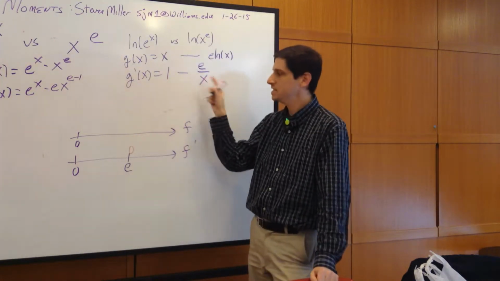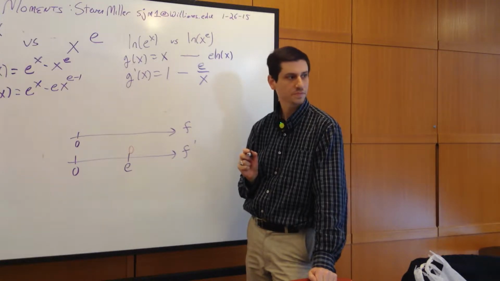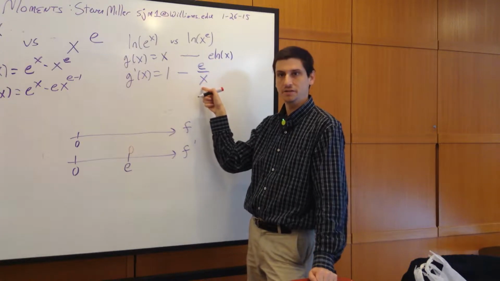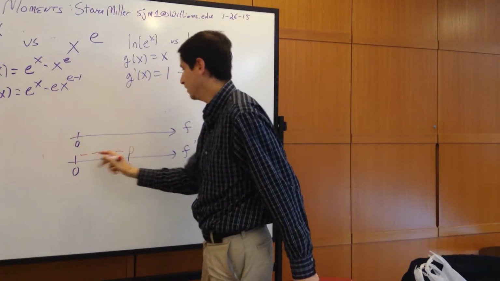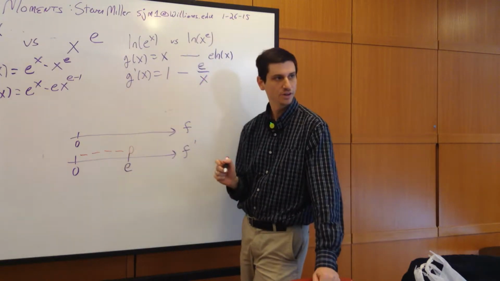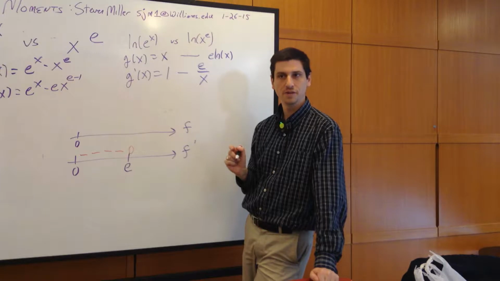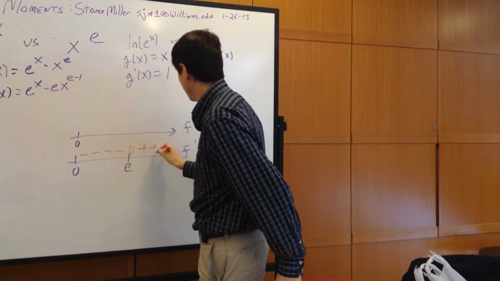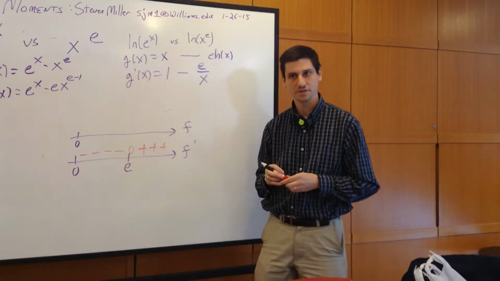If x is less than e, what do we know about the first derivative? The first derivative is negative if x is less than e. So my function is decreasing from 0 down to e. When x is greater than e, what do I know about my function? The first derivative is positive, my function's increasing. So I know a great deal about the shape of the graph just from this.